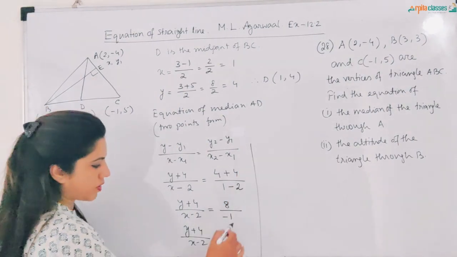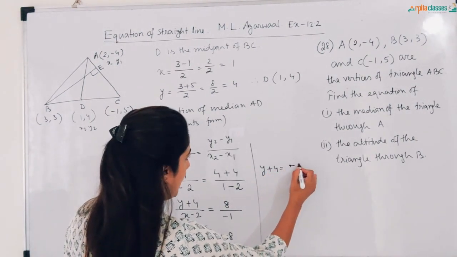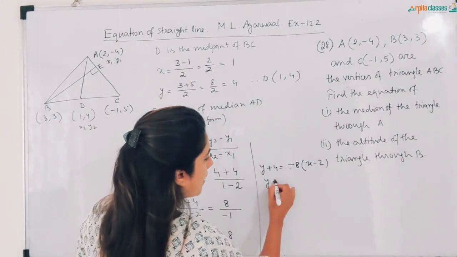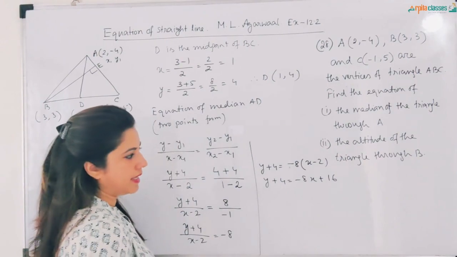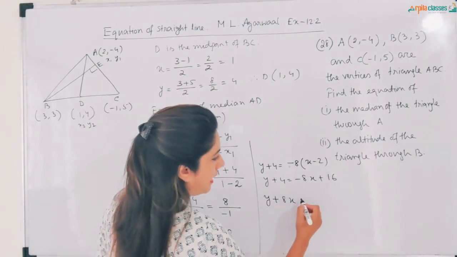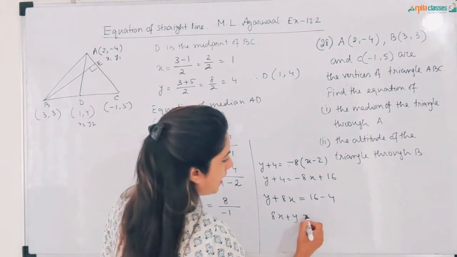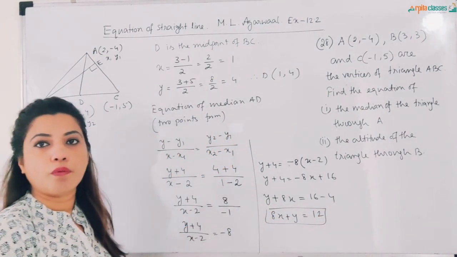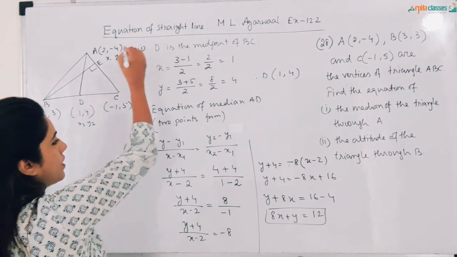Now get x minus 2 this side. y plus 4 is equal to minus 8 whole into x minus 2. So y plus 4 is equal to minus 8x plus 16. Get minus 8x this side. y plus 8x is equal to 16 minus 4, or 8x plus y is equal to 12. So this is the equation of the median AD. The first part is done. This is the first part.